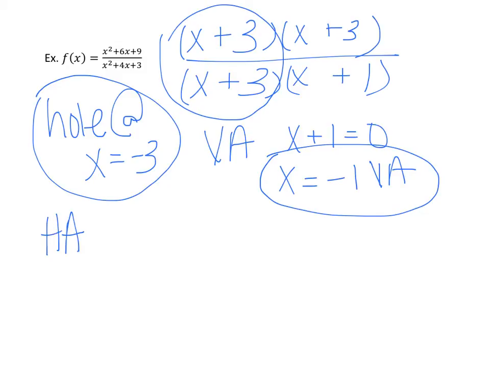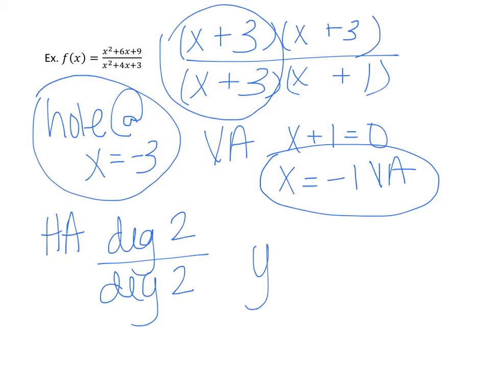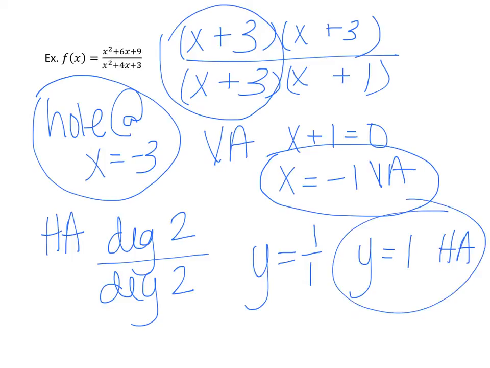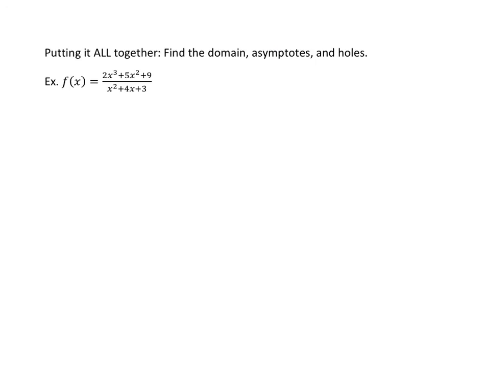Horizontal asymptote, look at your degrees. Degree on top is 2. Degree on bottom is 2. y equals 1 over 1. So y equals 1 is my horizontal asymptote. Okay, we're going to add domain in there, which is basically everything except for your holes and your vertical asymptotes.